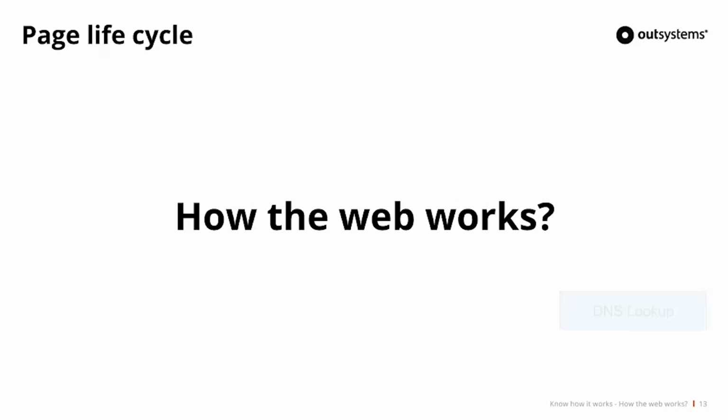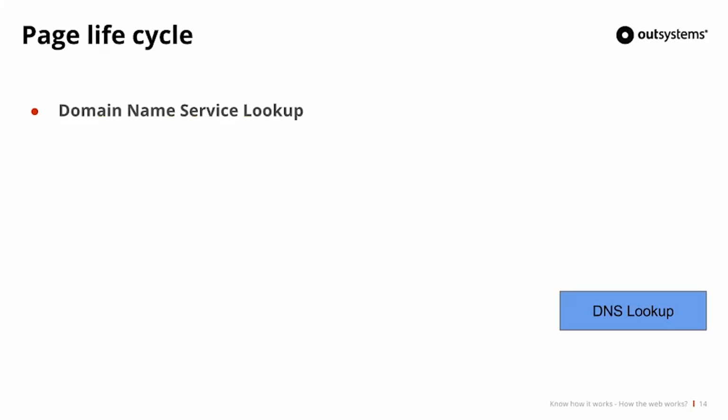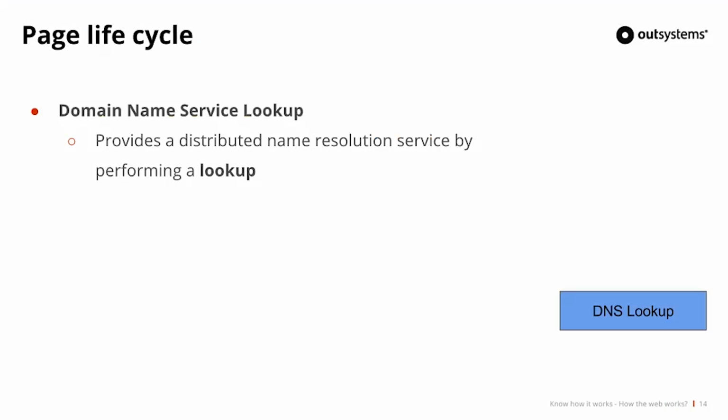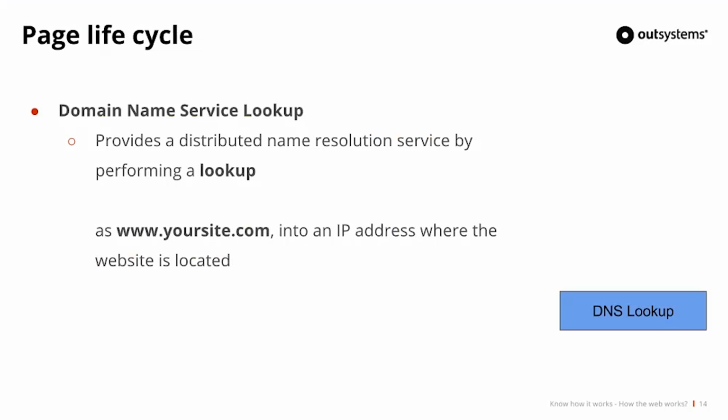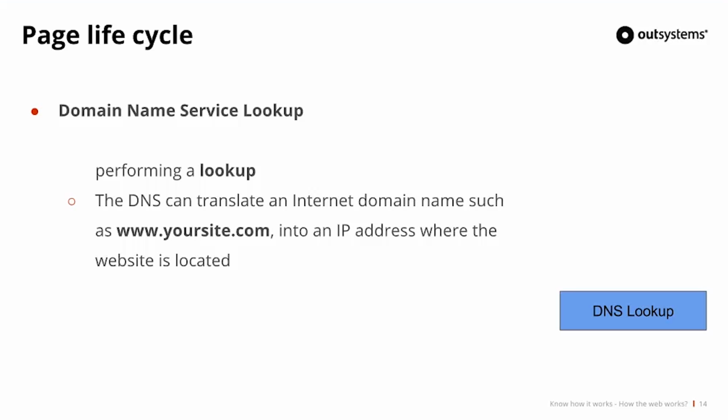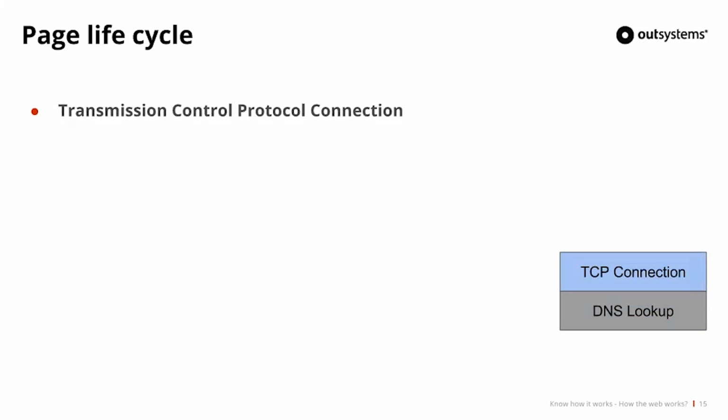So how does the web work? We'll start with the page lifecycle, and it starts with the DNS lookup. The DNS lookup is when the DNS translates an internet domain into an IP address, so we can know where the web page is located on the web. After that, we have the TCP connection. TCP is when you establish a connection with the server.